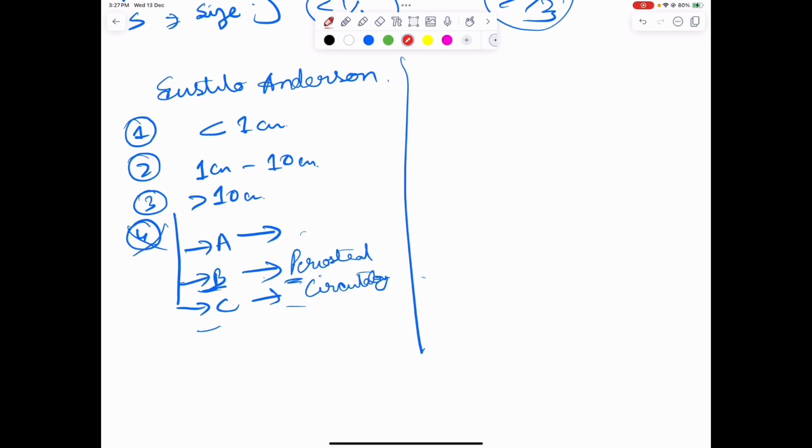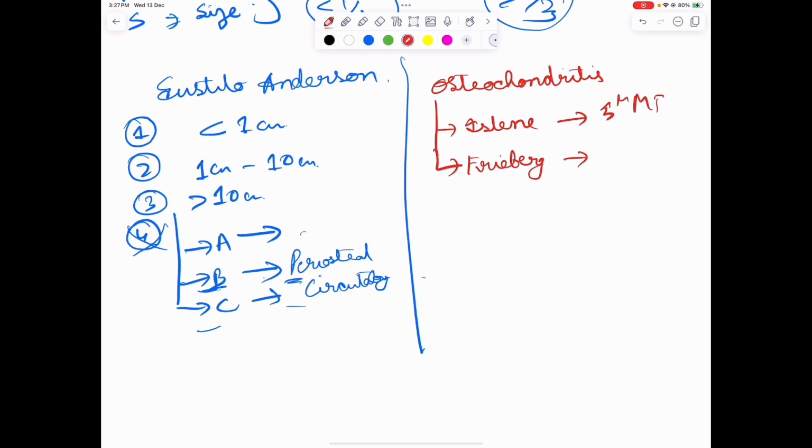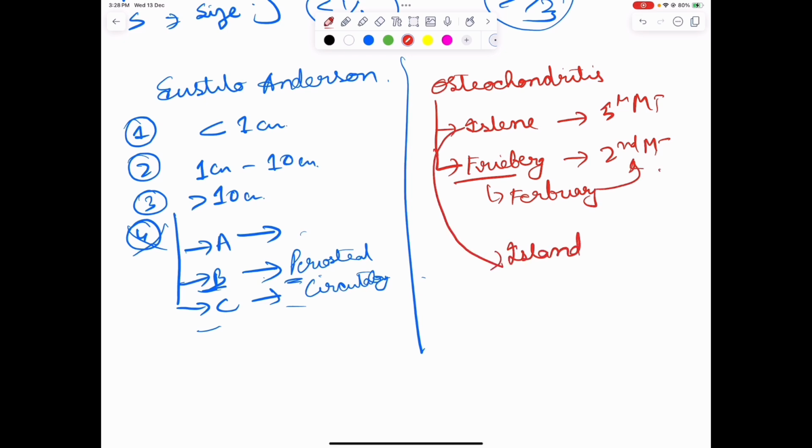Now we move on to osteochondritis. What happens in osteochondritis? There can be two kinds: Iselin and Freiberg. In Iselin, the 5th metatarsal, and in Freiberg, the 2nd metatarsal. How can you remember? See, Freiberg: February is the 2nd month. Iselin is an island. An island is always surrounded by water on all sides.